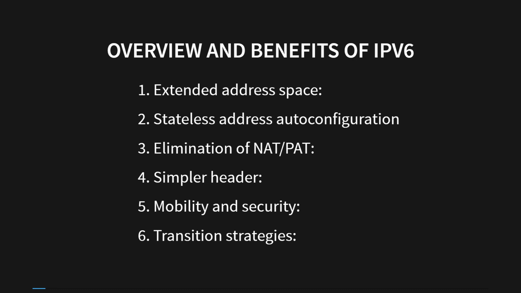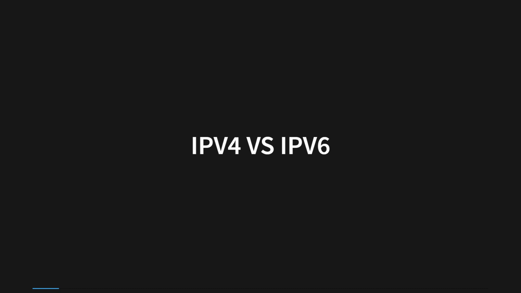5. Mobility and security. IPv6 integrates mobility and security features, allowing mobile devices to move without disruption to network connections. IPsec is enabled on every IPv6 node, enhancing overall network security. 6. Transition strategies. IPv6 can be implemented alongside existing IPv4 capabilities through dual-stack configuration or tunneling. Dual-stack involves configuring both IPv4 and IPv6 on network devices, while tunneling enables IPv6 packets to be transported over IPv4 networks.